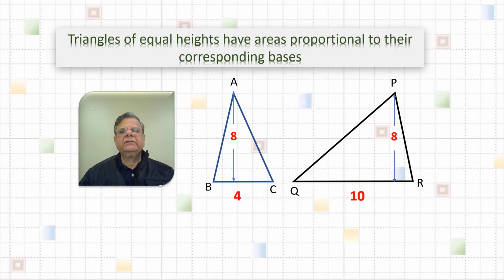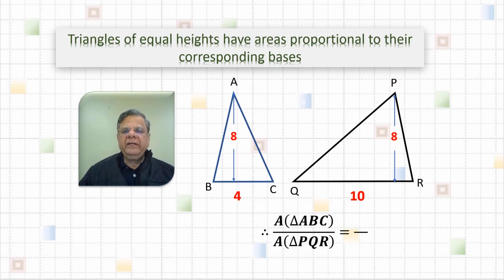Now we will solve some simple example. Consider two triangles ABC and PQR. Here base BC is 4 units and height AD is 8 units. Base QR is 10 units and height of triangle PQR on base QR is 8 units. Therefore, area of triangle ABC upon area of triangle PQR is equal to 4 upon 10. That is equal to 2 by 5.